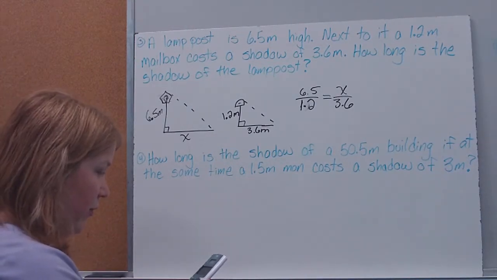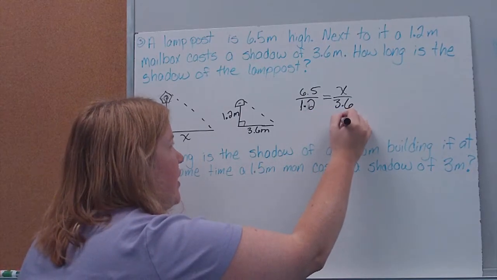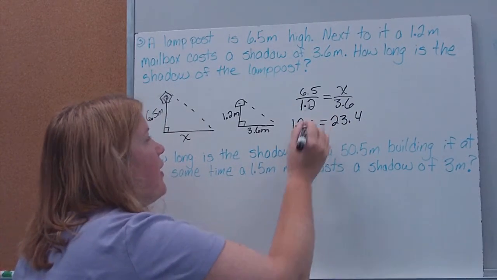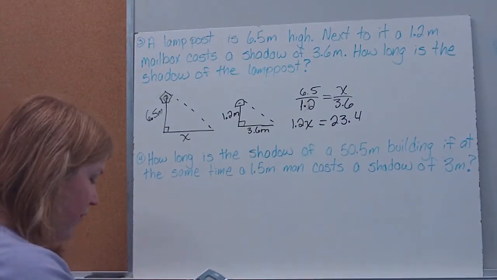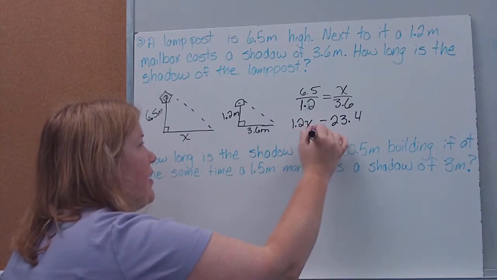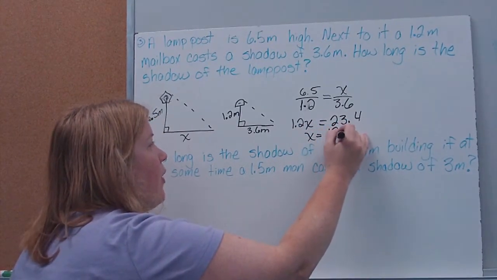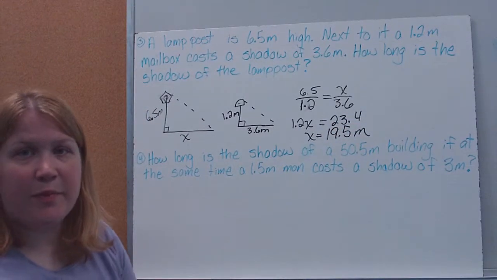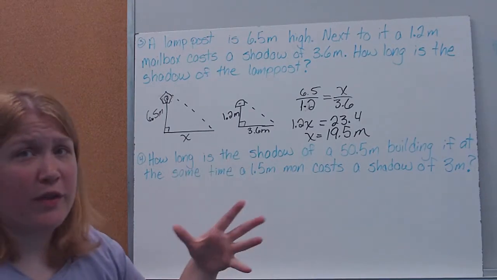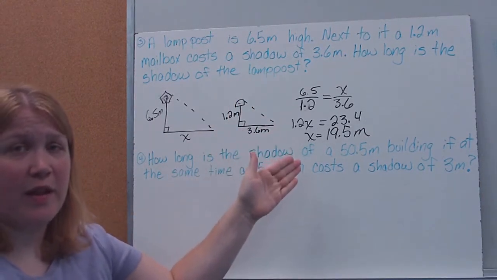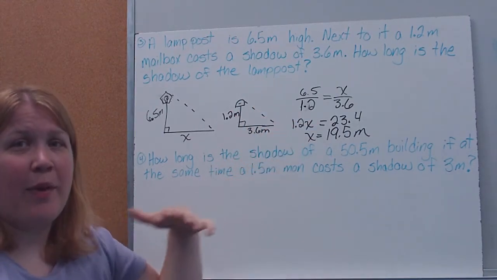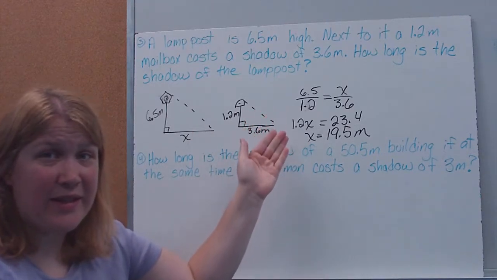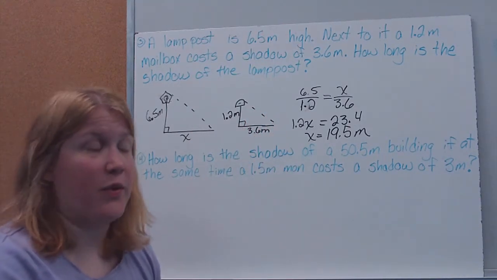6.5 times 3.6 gives me 23.4. 1.2 times x. When I solve for x, I find that it is 19.5. We were dealing with meters, so we want to label it with meters. Okay? And you'll notice I'm not going over every single step again. That's because we've talked about how to solve these. So I'm not going step by step. I'm doing the math mentally in my head. If you've forgotten how it is that I'm doing this, go back and rewatch the other videos, okay?